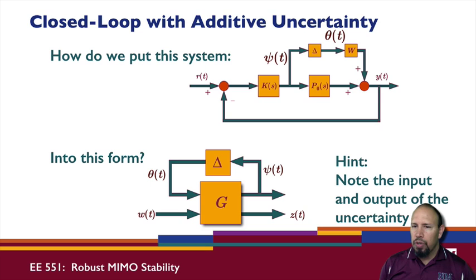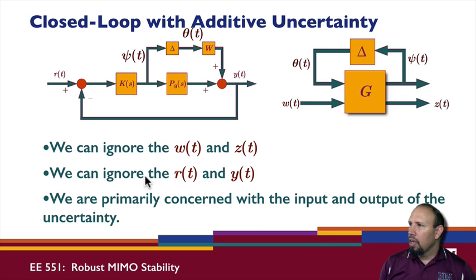So what we can do then is we can do the following. We can ignore the w and the z here. We can ignore the r and the y because we're primarily concerned again with this transfer function and to this transfer function. So I'm going to take this diagram now and I'm going to redraw it.